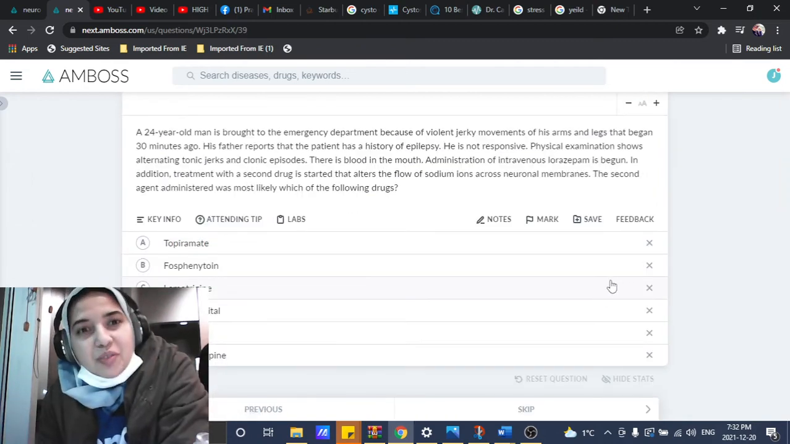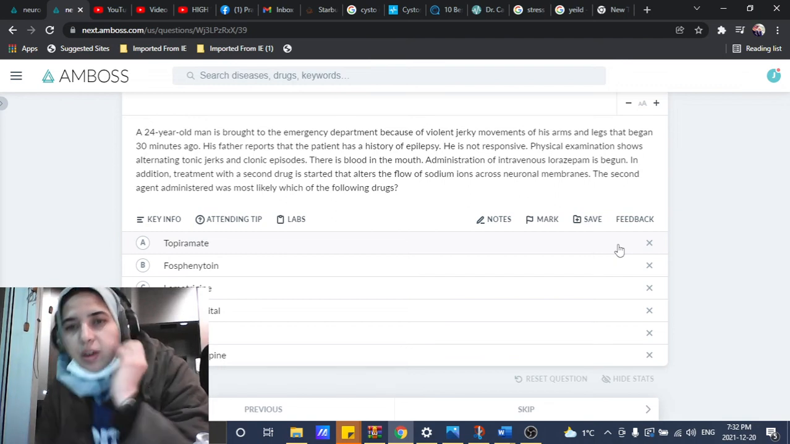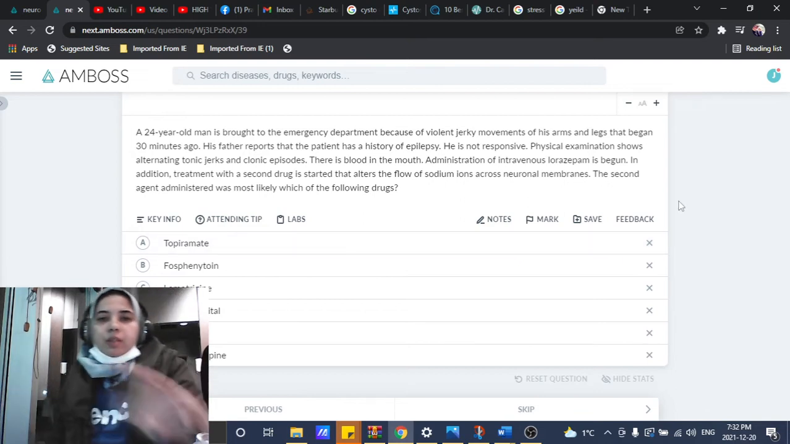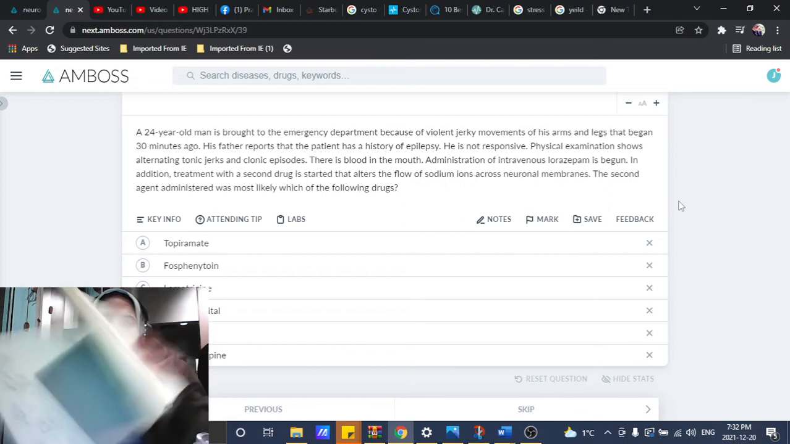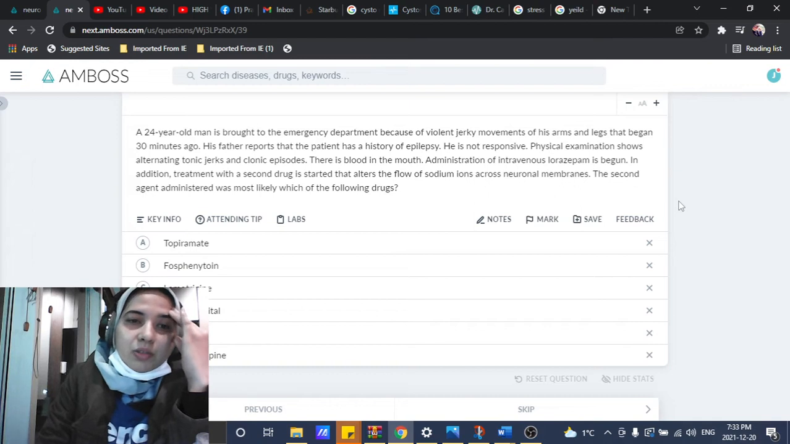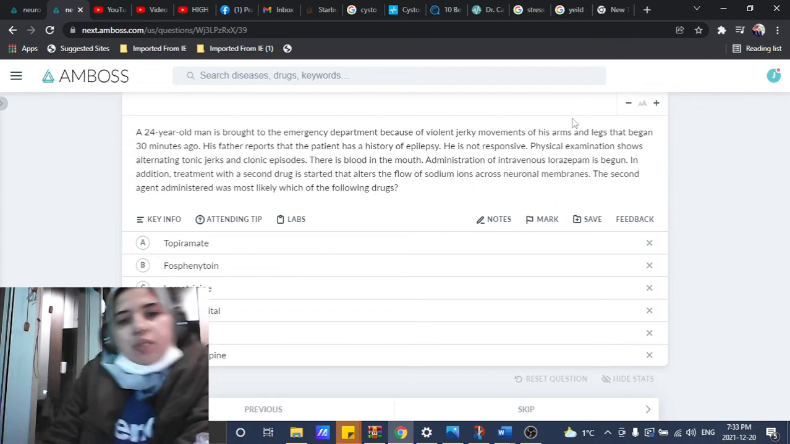Okay, let's move on. A 24-year-old man is brought to the ER because of violent jerky movements in his arms and legs that began 30 minutes ago. His father reports that the patient has a history of epilepsy. He is not responsive. I hate epileptic drug questions. Physical exam shows alternating tonic jerks and clonic episodes. There is blood in the mouth. Administration of IV lorazepam is begun. In addition, treatment with a second drug is started that alters the flow of sodium ions across the neuronal membrane. The second agent administered is most likely which of the following drugs?